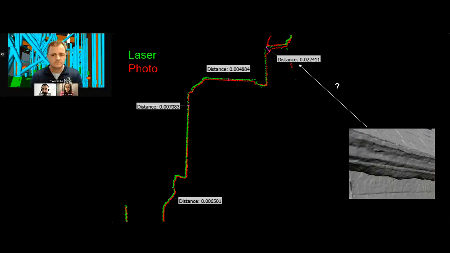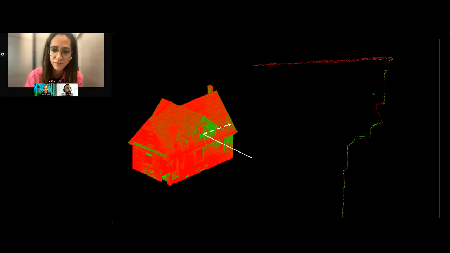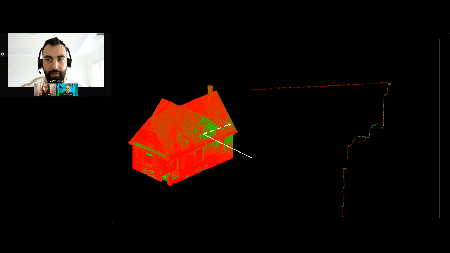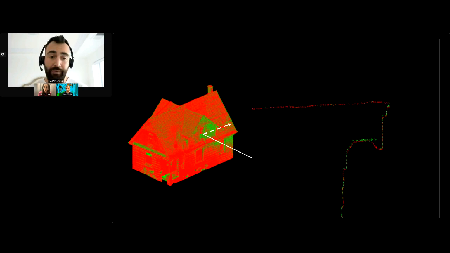Do you recall what's the GSD for the photogrammetry model? I don't recall. I think it was in the millimeter range. As you saw, this area was pretty tight, so we had to fly really close to it. So the GSD, the spatial resolution of the images, was quite high due to the fact that we were so close to it.